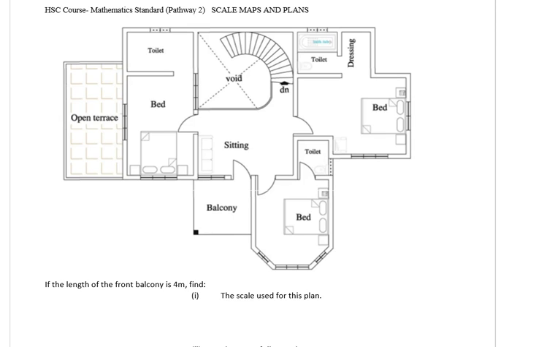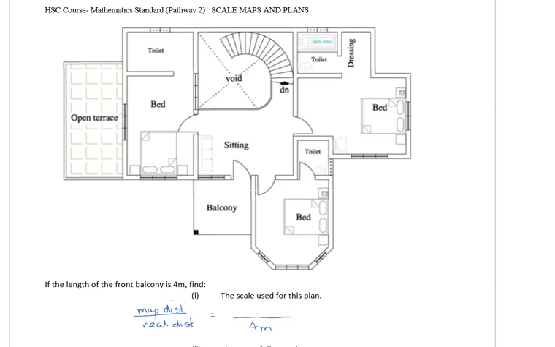So what I did was I printed out this page. Now, it says, if the length of the front balcony is 4 metres, find the scale used for the plan. So the scale is the map distance to the real distance. And in this case, we know the real distance is 4 metres.